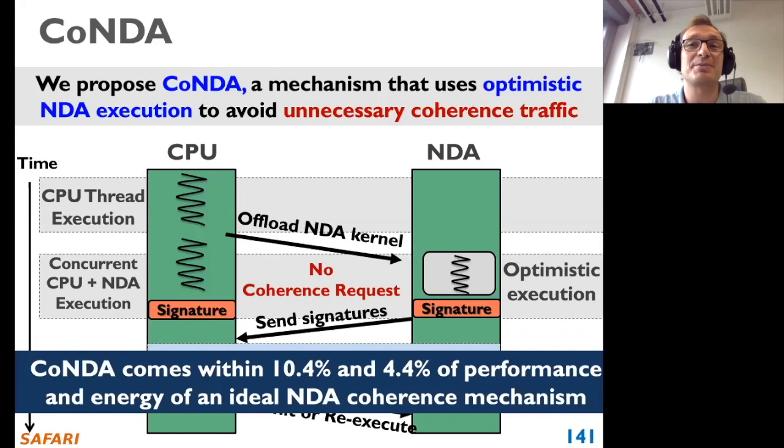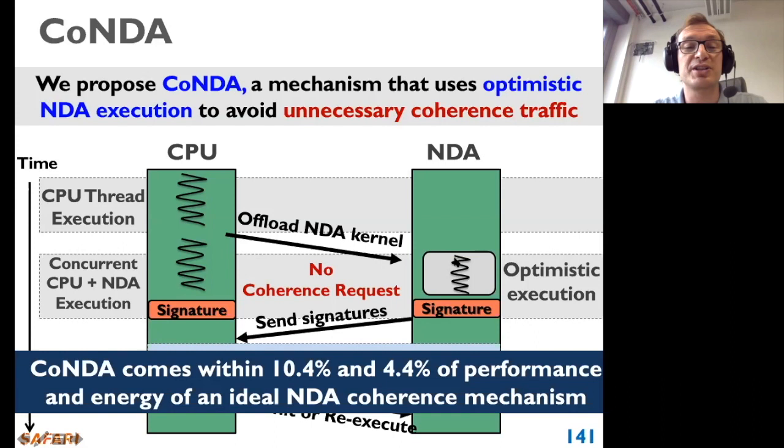Basically, you don't exchange any messages for coherence purposes. In simulation, you magically enforce coherence, right? There's no overhead for coherence, basically. Clearly, that's the best you can do. And we get close to that best, within 10% of the performance of that best and within 4% of the energy of that best. So I think this sort of mechanism is going to be very important to develop.